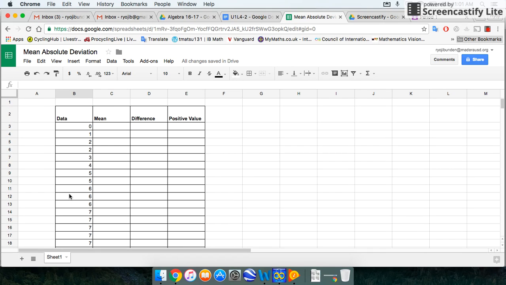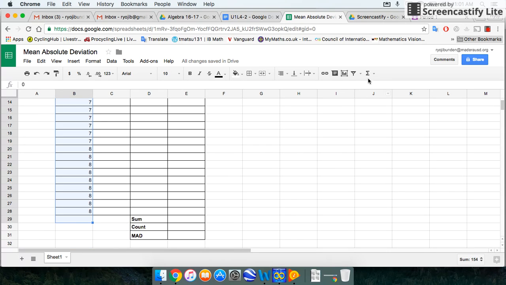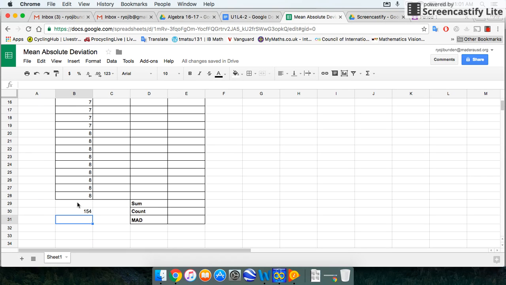We need to calculate the mean. The way that we do that, we can use Sheets to help us. I'm just going to highlight all of these, and this function symbol over here asks what we want it to do. I want the sum. The sum means I just want it to add them all up. And that gives me a sum of 154. So that's just adding up these 25 numbers.